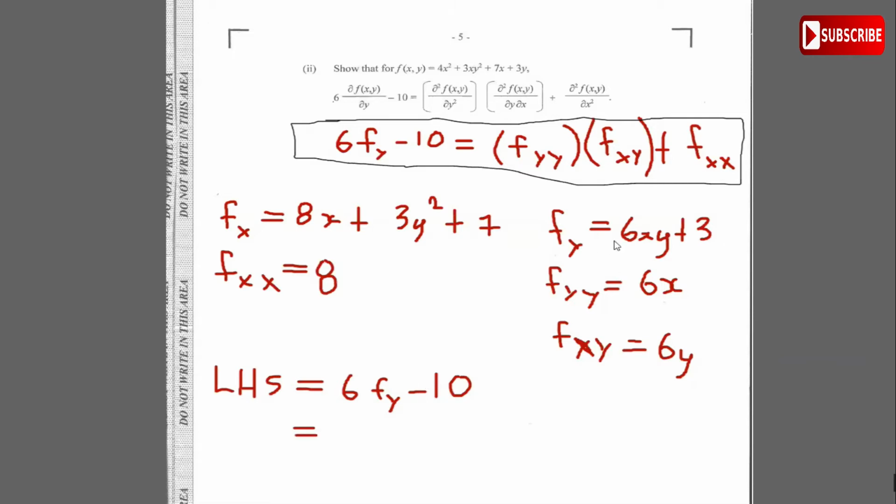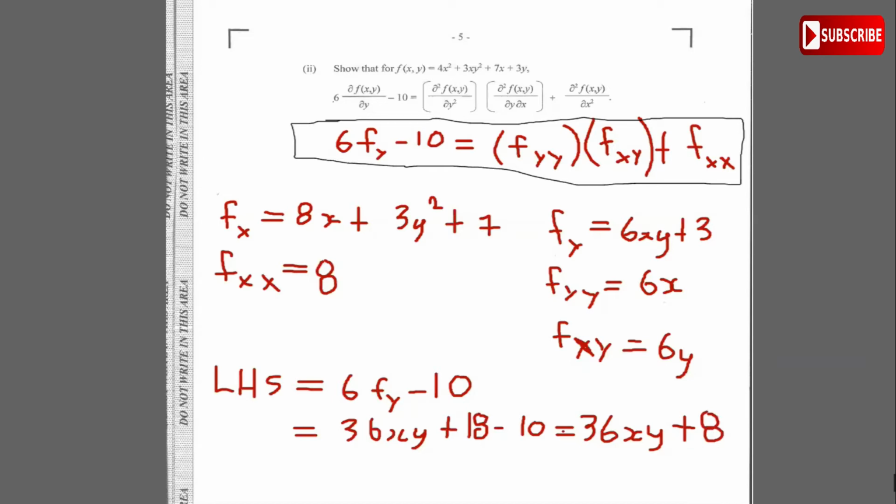6fy, this is fy. 6 times fy is going to be 6 times 6xy, which is 36xy. And then 6 times 3 is 18. Then I subtract 10. So what do I get? I get 36xy plus 8. Nice and easy. So that's what I get, 36xy plus 8.